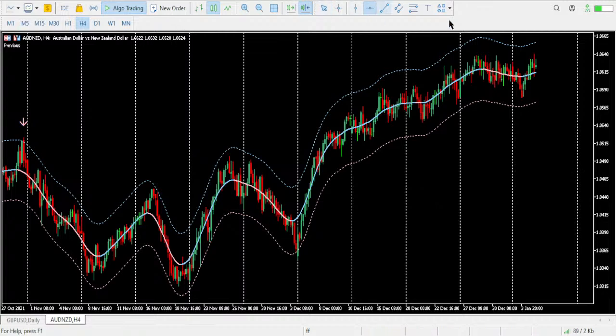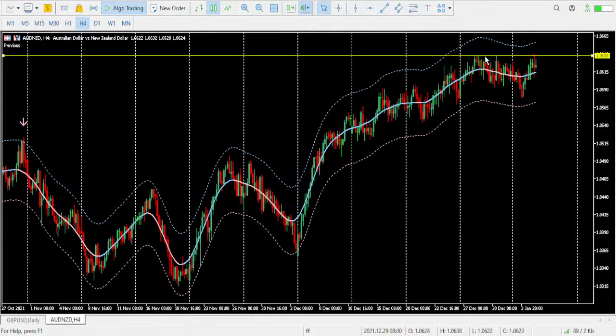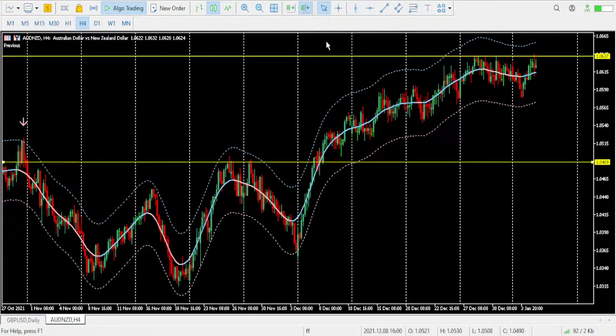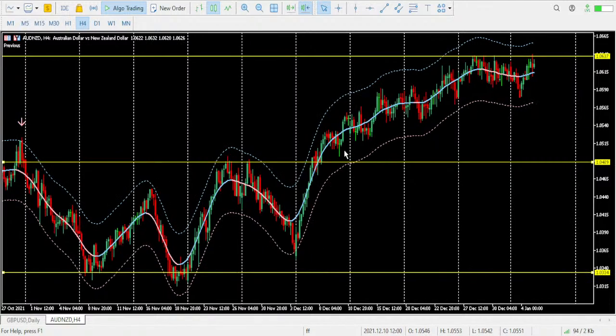The first thing I want to do is draw a line here. This is a very good resistance level. You can see from the lower end, see it here. We have a level here, and then we have another level here. So these are the three main areas that we expect price to react to.